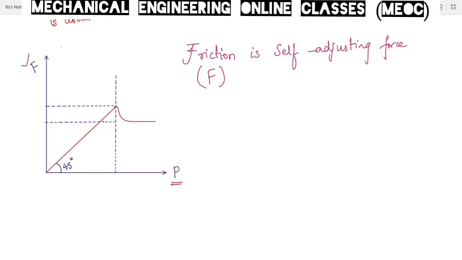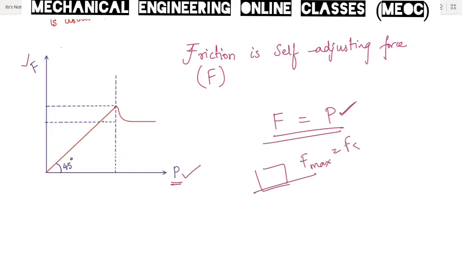As we have already learned, because F is a self-adjusting force, it adjusts itself according to the value of P that is applied. P is the external force. And F can reach up to a value of P only when P is under certain limits. Suppose during the impending motion, the friction that will be developed will be maximum. This is the maximum static friction.